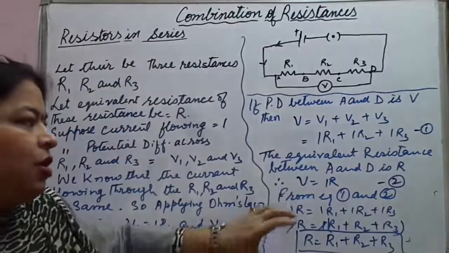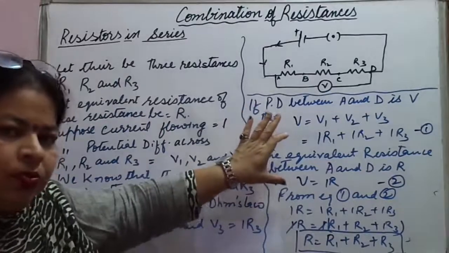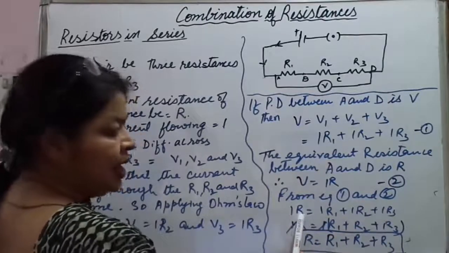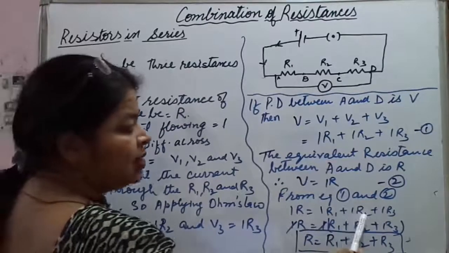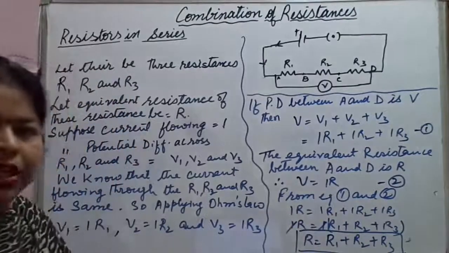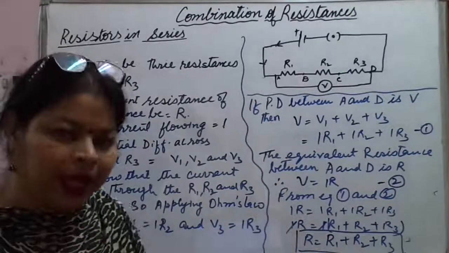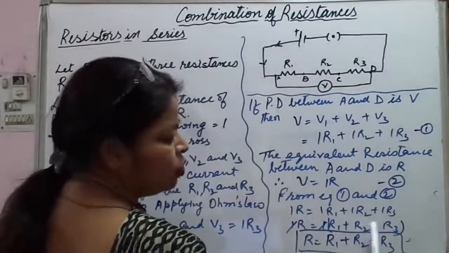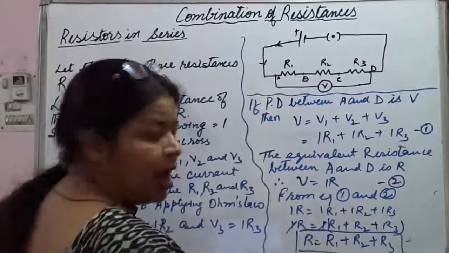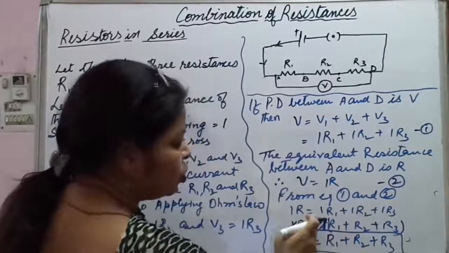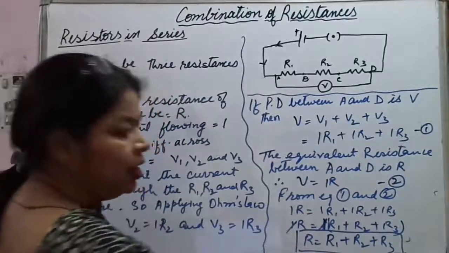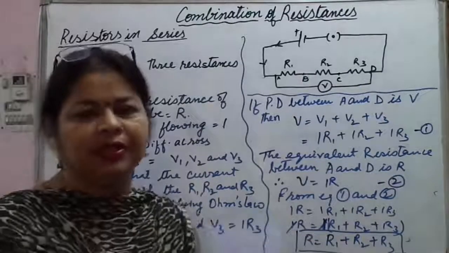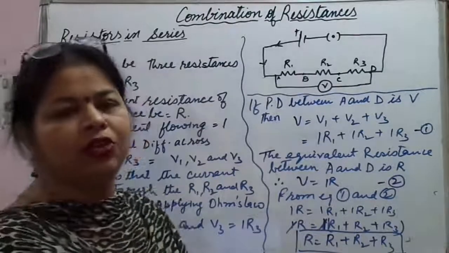Now can we equate equations 1 and 2? Yes, of course. From equations 1 and 2 we can write IR is equal to IR1 plus IR2 plus IR3. The common factor in all is I, so we take out I and write R1 plus R2 plus R3 in a bracket, into I. This I gets cancelled and finally we get R is equal to R1 plus R2 plus R3. This was what we had to derive.